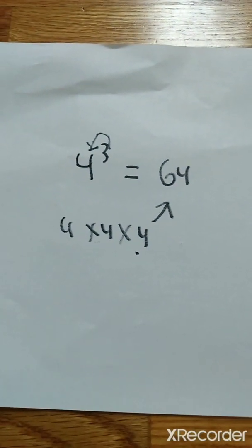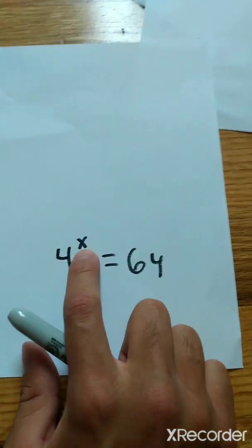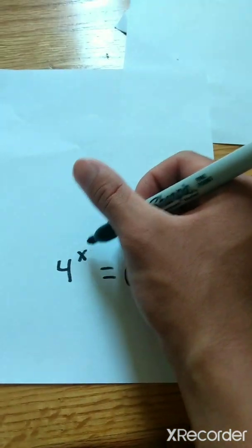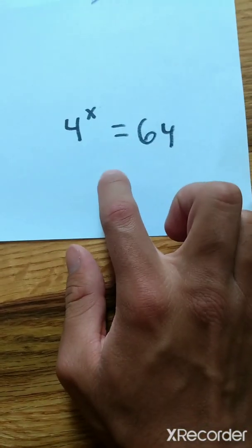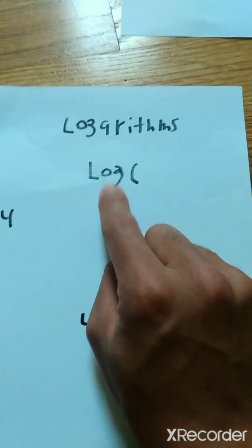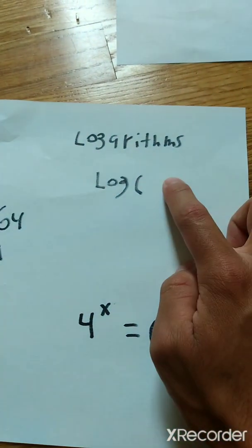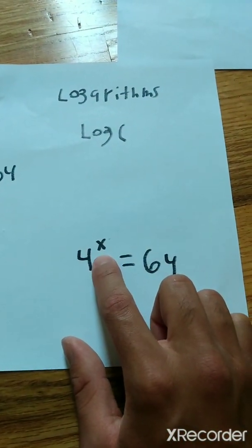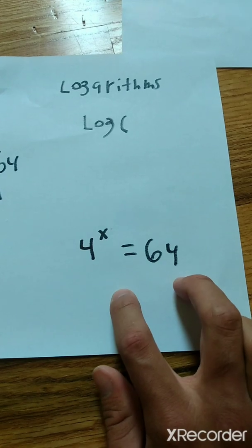But what happens if we get an equation that looks like this? 4 to the power of x equals 64. What's missing is that exponent, which is supposed to represent x. In order to solve this problem, that is why we learn what logarithms are. And this is the symbol that you'll see on a calculator, if you ever have one. With logarithms, they usually try to solve what that missing exponent is, what is missing in the exponent to make this equation true.